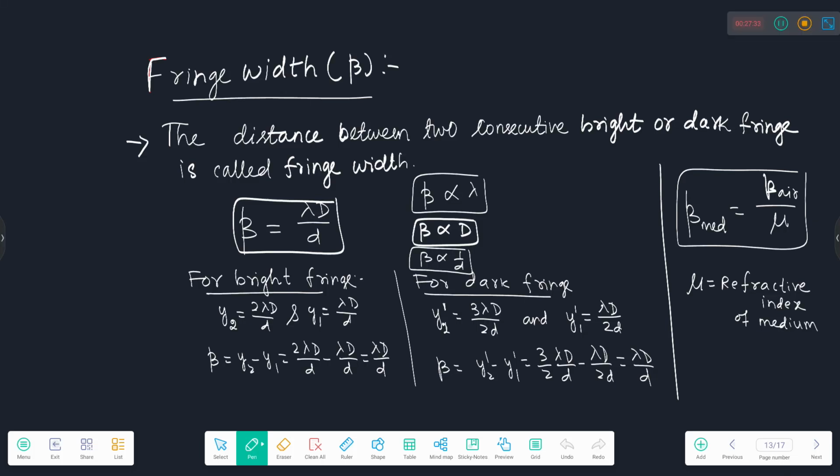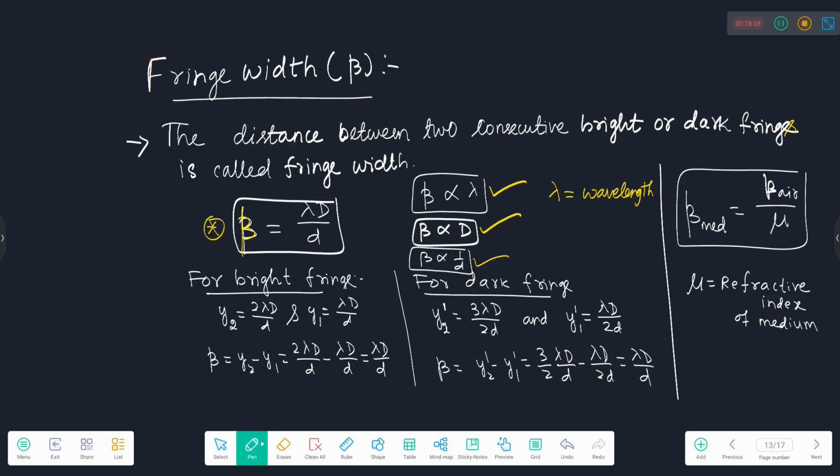Who can define fringe width? The distance between two consecutive bright fringes or dark fringes is called fringe width, and the formula is beta equals lambda D by d. Fringe width is directly proportional to lambda, the wavelength. Capital D is the distance between the slits and the screen, and small d is the distance between the slits.